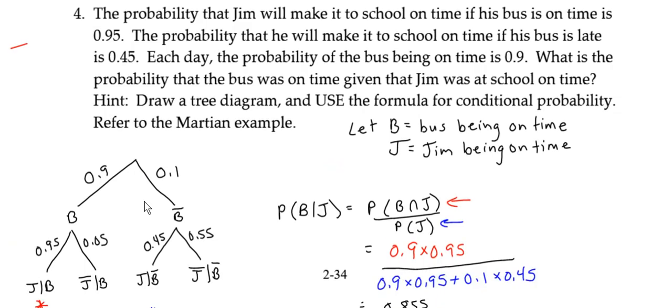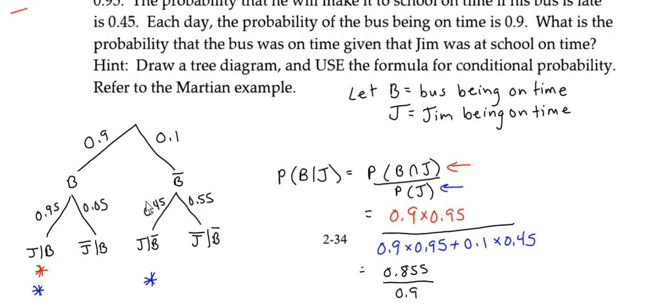Question 4 was just like the Martian question. So the probability that the bus being on time is 0.9, so not on time is 0.1. If the bus is on time, the probability that Jim will be on time is 0.95, so the probability that he'll be late is 0.05. If the bus is late, the probability that Jim will be on time is 0.45, so the probability he'll be late is 0.55. So this is conditional.